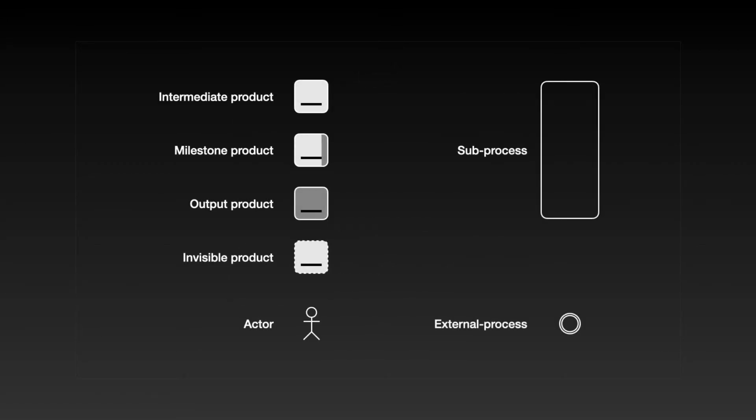There are several types of products defined in the PReP model. Also, notations such as actor, sub-process, and external process are defined. These are the notations needed to model a business process using the PReP model.